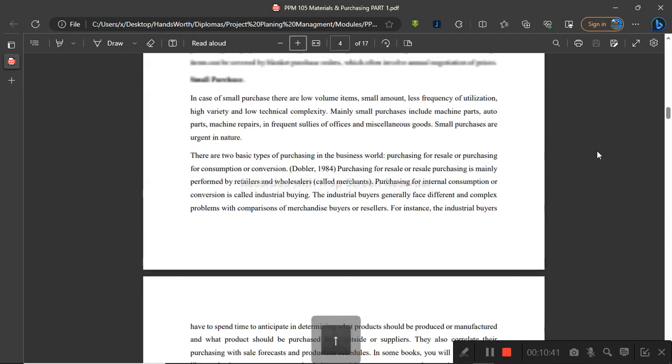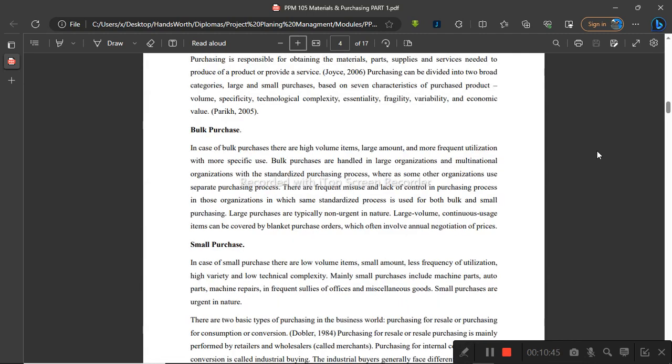And then under bulk purchasing, this is where we also see frequent misuse and lack of control in the purchasing process in organizations. Mostly organizations that do bulk purchases are big organizations. And when it comes to the size of organizations, the bigger the organization becomes, the more complex it becomes to control or to run that given organization. This is because it becomes hard to take note of what each and every single individual is doing in that given organization.